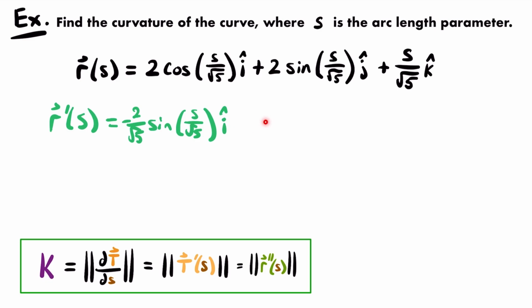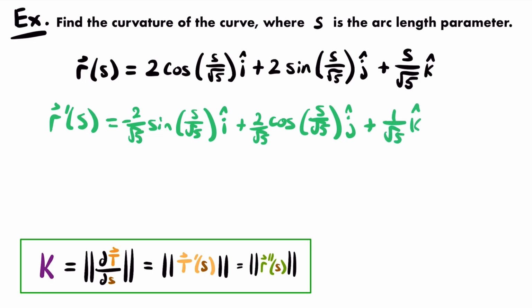But then if we take the derivative of the y component, the derivative of sine is cosine. So we have plus 2 times cosine of s divided by the square root of 5, but once again, you want to multiply by the derivative of that inside function, which will just be 1 divided by the square root of 5 again. So I'm going to multiply it out front, and we'll have 2 divided by the square root of 5. All right, that's multiplied by j, and then you want to add that to the derivative of the z component, which will just be 1 divided by the square root of 5, and multiply it by k.